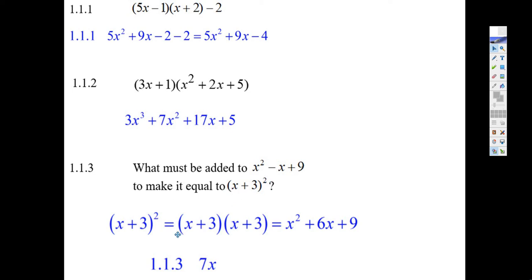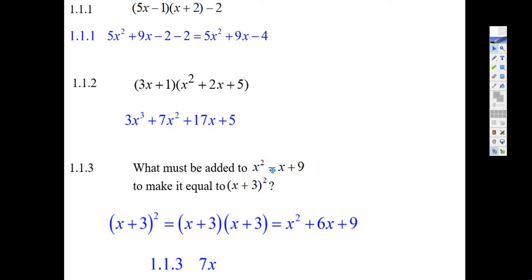You see, x plus 3 squared means x plus 3 multiplied by itself. And there's 4 products. X times x is x squared. The 3 times 3 is 9. But there's an x times 3 and a 3 times x, the outside and the inside products. And they give you 6x.